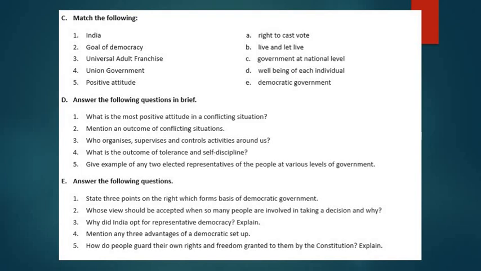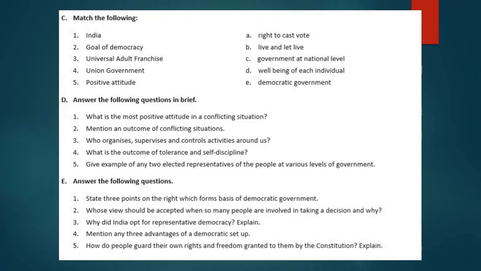That is, match the following. What is India? India is having a democratic government. So India will match with E, democratic government. And goals of democracy, it is well-being of each individual. What is the goal of democracy? That is well-being of each individual. That is B. Now, universal adult franchise is the right to cast vote. That is A.